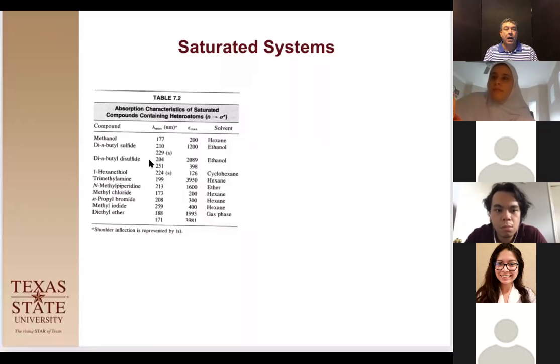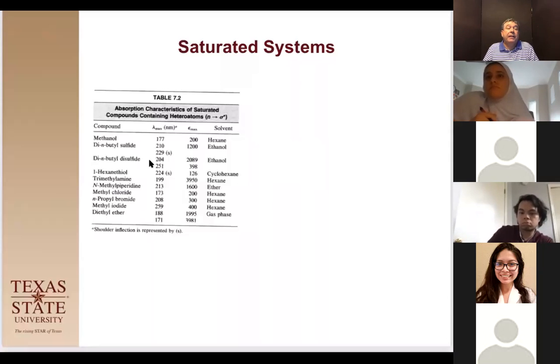Notice all of these have non-bonding electrons. They all have lone pairs. Oxygen has 2 lone pairs. Thiols have 2 lone pairs. Halides have 3 lone pairs. So anything with a lone pair, you can see the non-bonding to sigma transition. Okay? So it's really not useful for alkanes. And so that makes alkanes a great solvent to use in UV-Vis, because they don't absorb in the entire range.